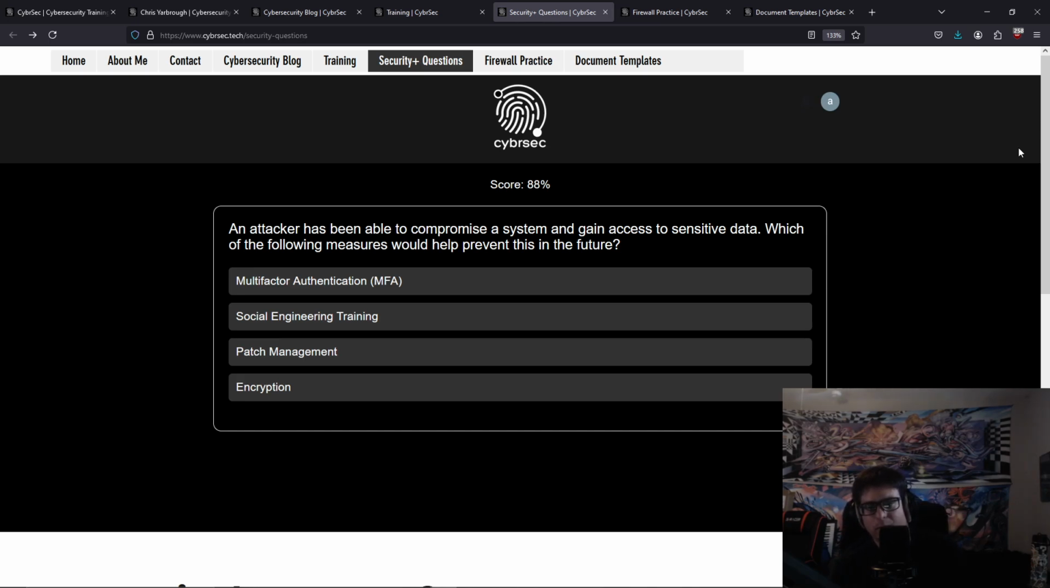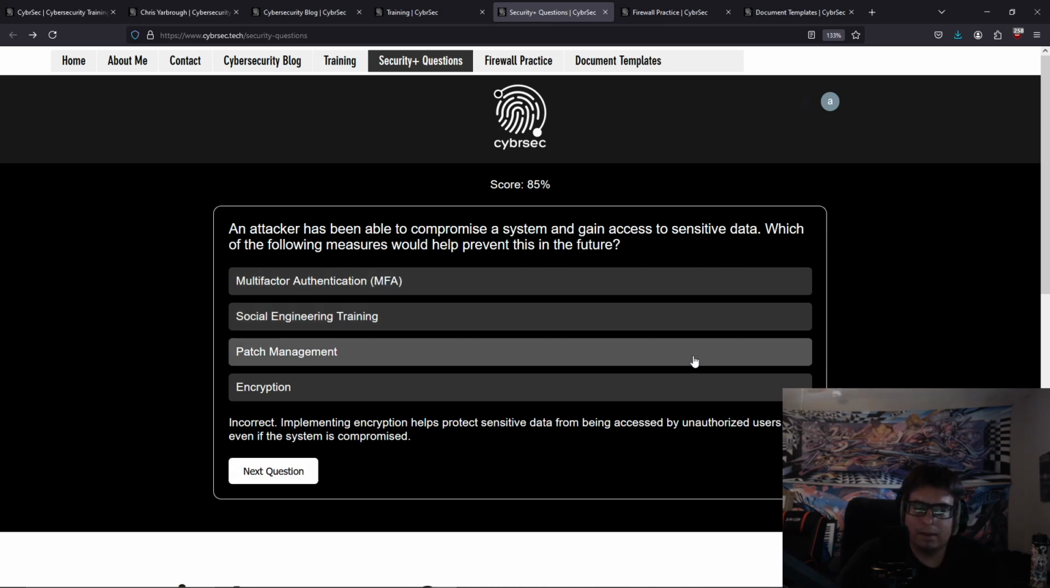An attacker has been able to compromise a system and gain access to sensitive data. Which of the following measures would help prevent this in the future? MFA is always a good thing to do. Incorrect. Encryption helps protect sensitive data. True.